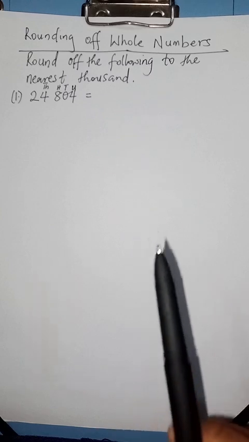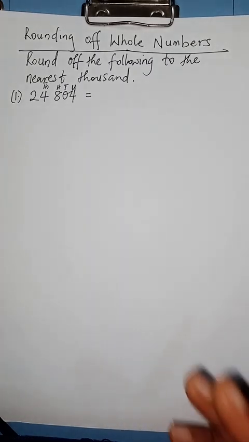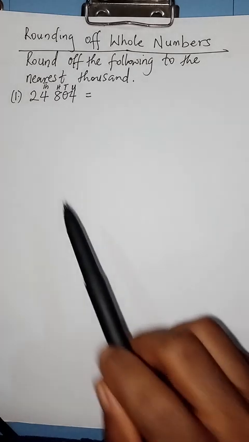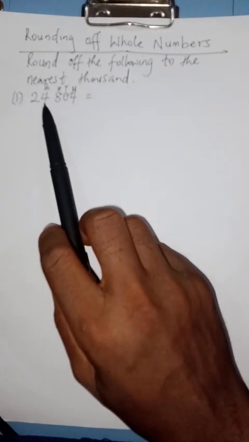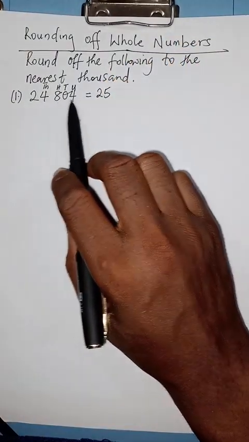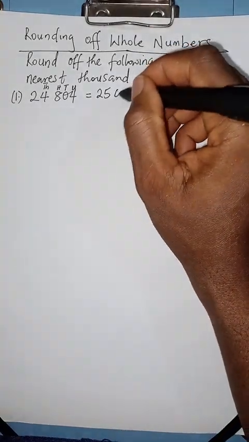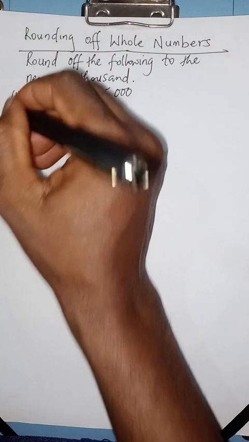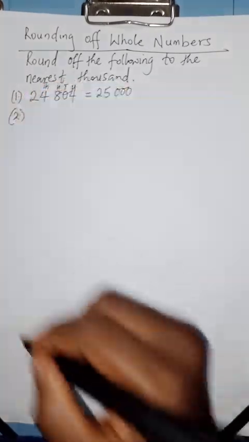Is it greater than 4? By this I mean, is it 5? Is it 6? Is it 7? Is it 8 or 9? If it is, then it tells you you're going to round up. Remember how to round up? You add 1 to the thousand. So 4 plus 1, that becomes 25. And then you convert every other digit at the front to 0, 0, 0. That's your answer.